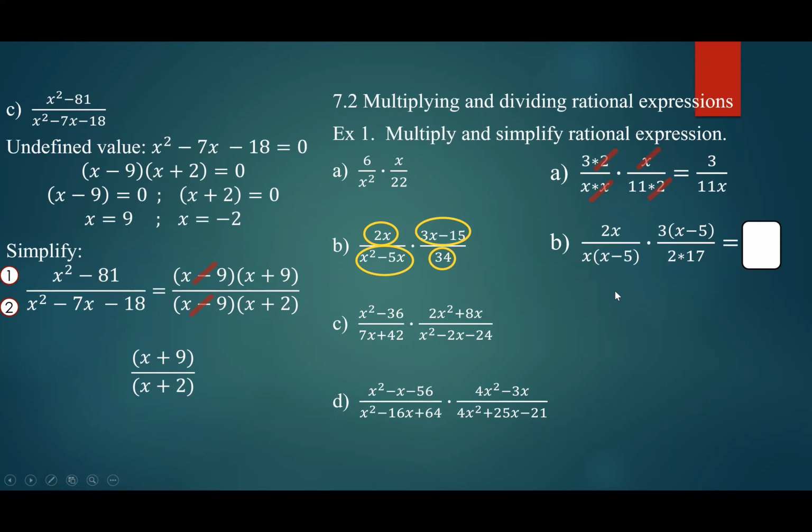Once I do that, you can see that the 2 and the 2 diagonally, we can cancel them out. They look exactly the same. The x and the x, we can cancel them out. And also the x minus 5 and the x minus 5, we can cancel them out. So again, we either cancel out diagonally or we can cancel out vertically. The x on top and the x on the bottom, we can cancel them out. And again, x minus 5, they are the same. We can cancel them out. And if we can cancel everything else, what is left? The only thing left we have is 3 over 17.